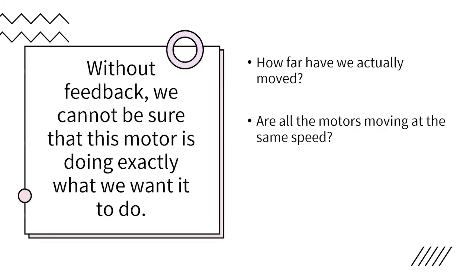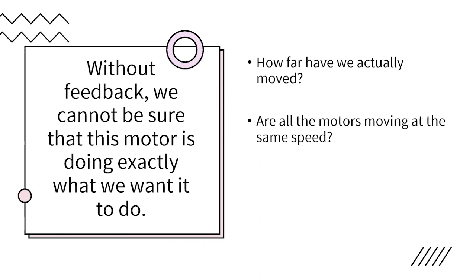So if we have an open loop system, meaning we don't have feedback, we can't be 100% sure what our system's doing. So let's say we tell our robot to move 1 meter at 1 meter per second. Well, how do we know for sure that we moved that far? And how do we know that all the motors are moving at the exact same speed? In general, the internal components of a motor may be different from one to the other.